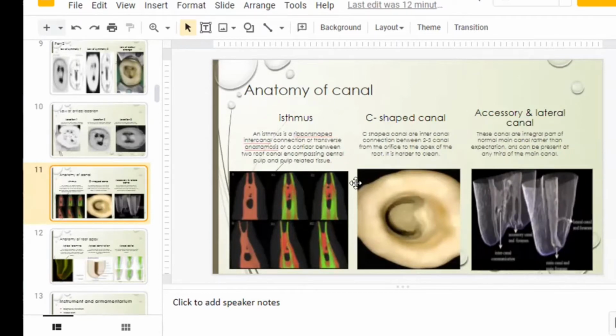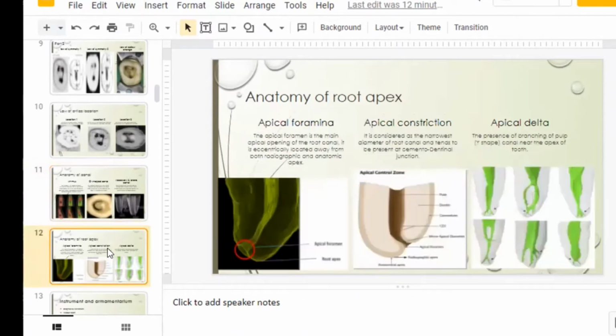If you get this type of canal, mechanical cleaning is easy at the center, but you definitely have to do chemical cleaning. In C-shaped canals, mechanical cleaning alone will not give success. Other things are the accessory canals and lateral canals. This one also I have told you, the apical delta.